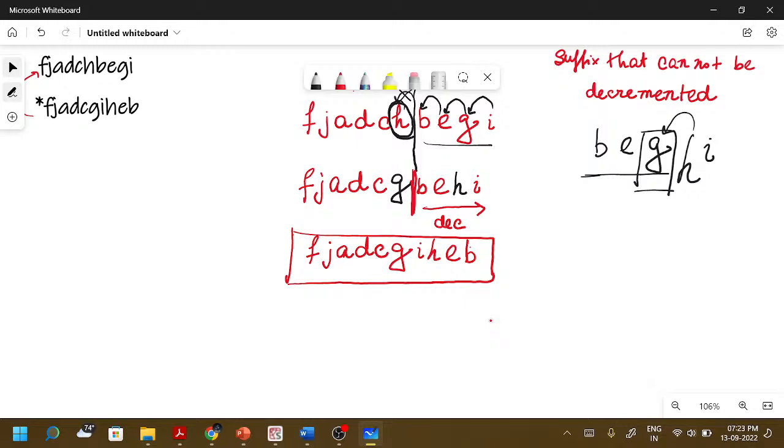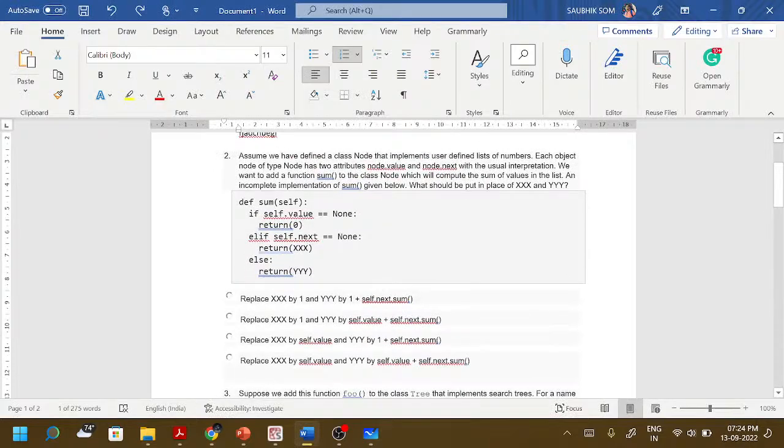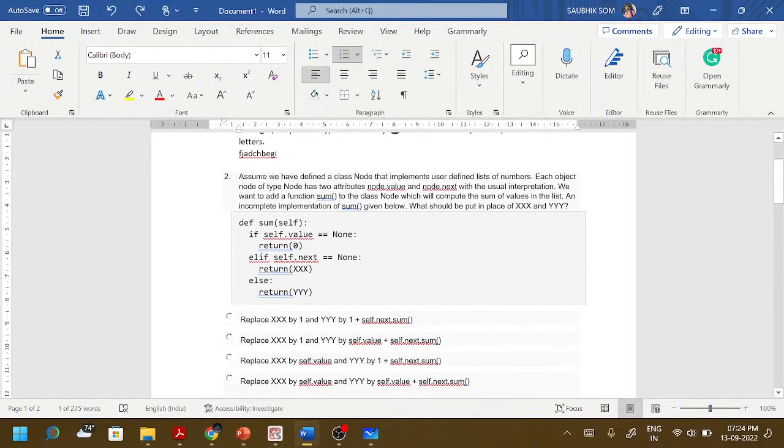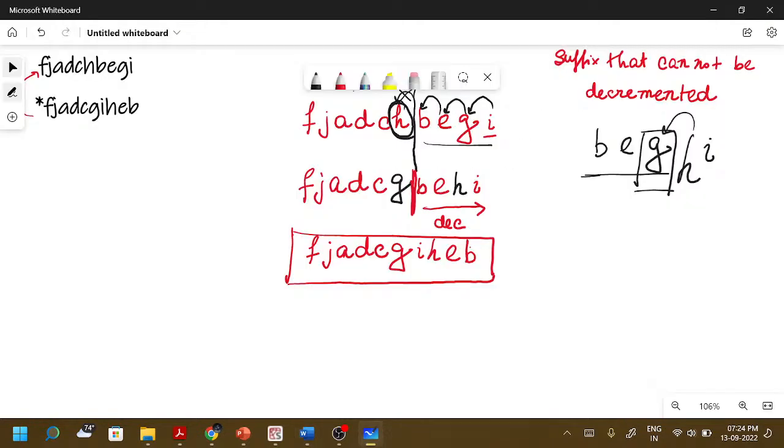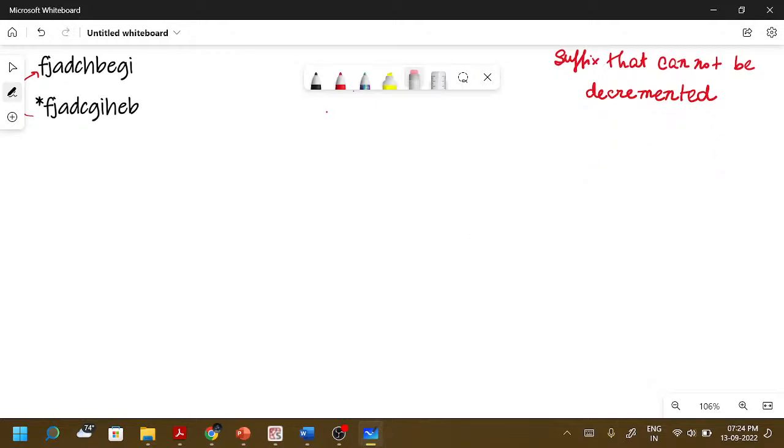Okay, so this is how you had to do it. If we had to do the next one, it will be easy because we have just I here, so we have to just change E and I and G. I hope now it is clear how we have to do it. Okay, so let's see the second question. I'll remove this part.